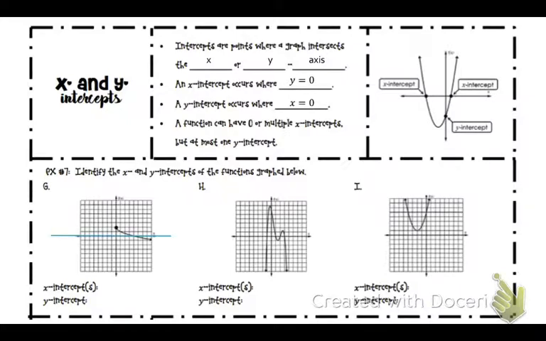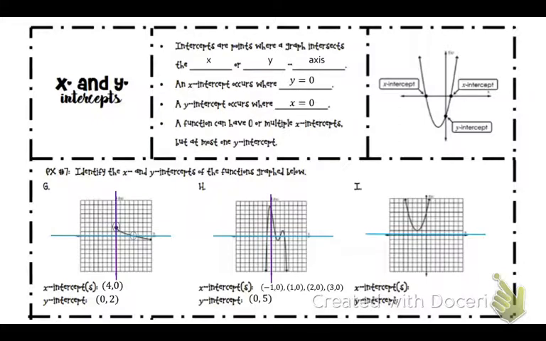Okay, so let's look at number 1, or example G. So that crosses the x-axis right there, which is at (4, 0). So that's my x-intercept. That crosses the y-axis right there at (0, 2). So that's my y-intercept. Now let's look at H. That crosses the x-axis at (-1, 0), (1, 0), (2, 0), and (3, 0). So it crosses there 4 times. It crosses the y-axis only 1 time, and that's at (0, 5).